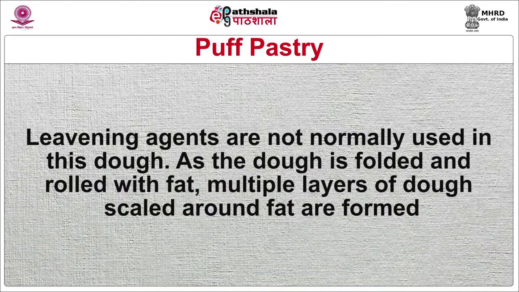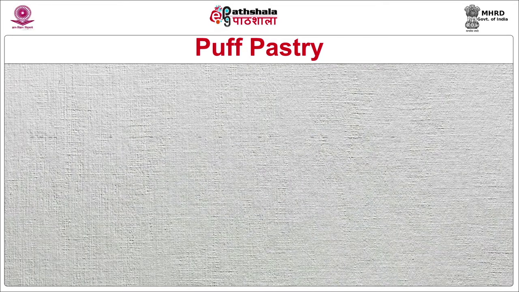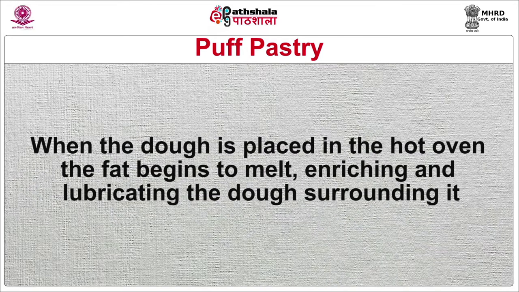As the dough is folded and rolled with fat, multiple layers of dough sealed around fat are formed. When the dough is placed in a hot oven, the fat begins to melt, enriching and lubricating the dough surrounding it. The fat thereby creates a small packet in the dough. The moisture released by the fat evaporates as it is heated, creating steam.